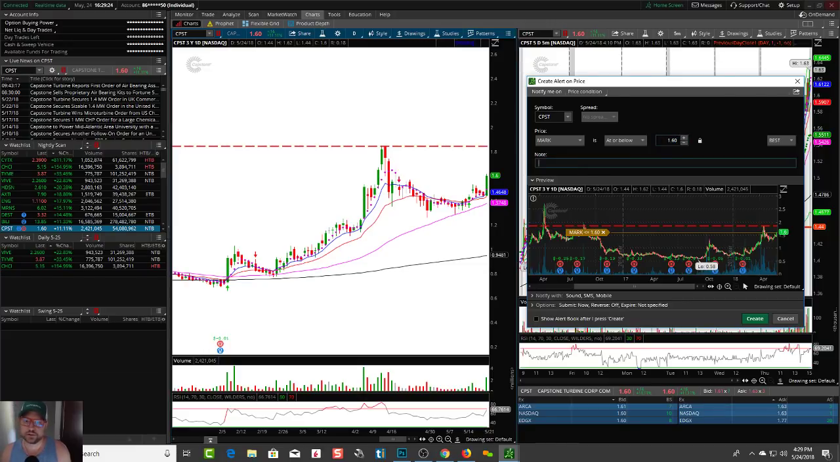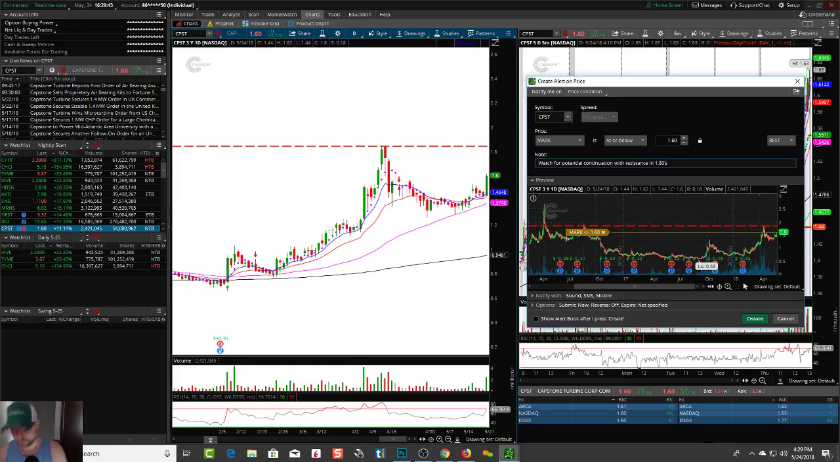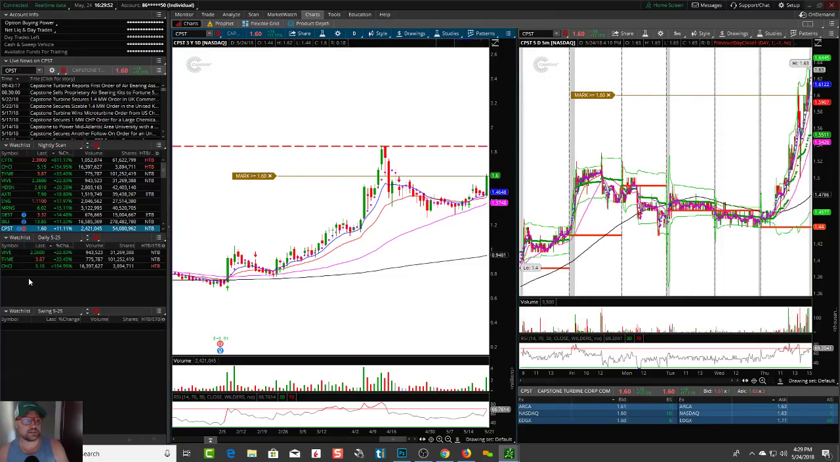Watch for potential continuation with resistance in the 180s, at or above. Watch for potential continuation with resistance in the 180s. That's CPST.